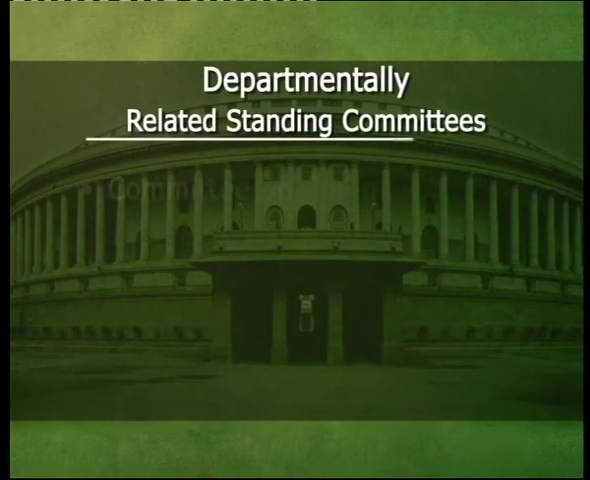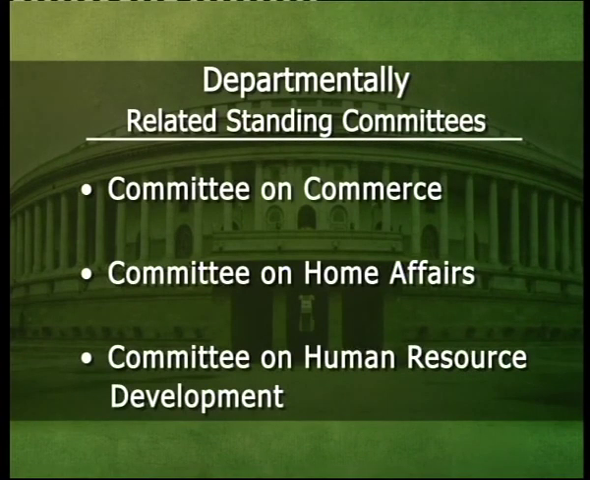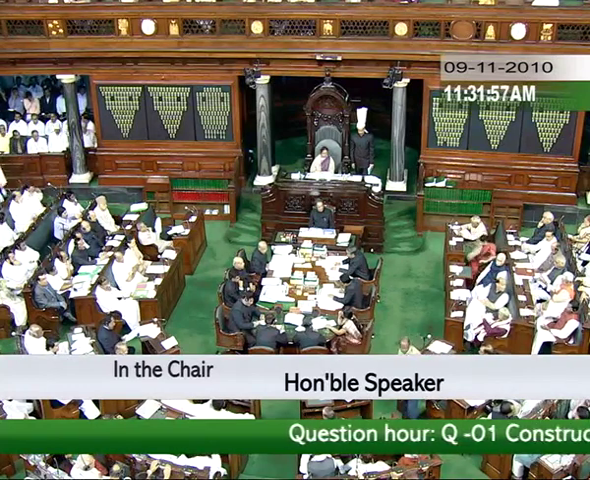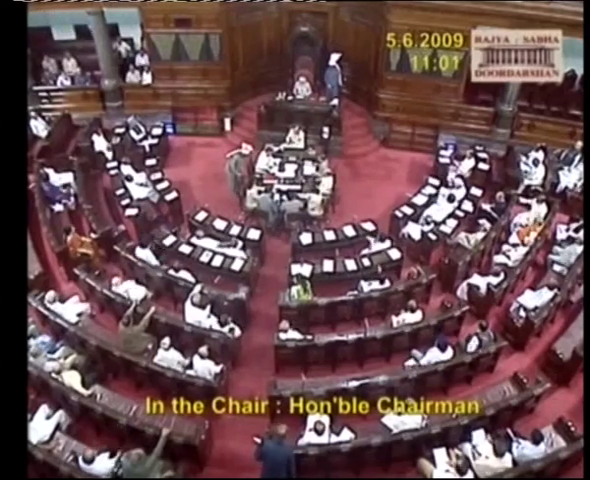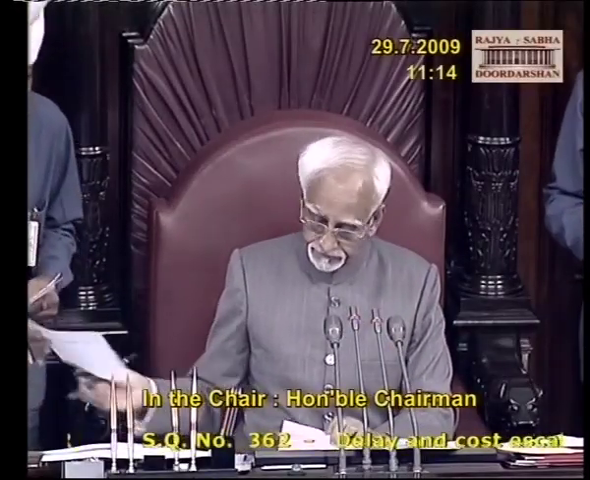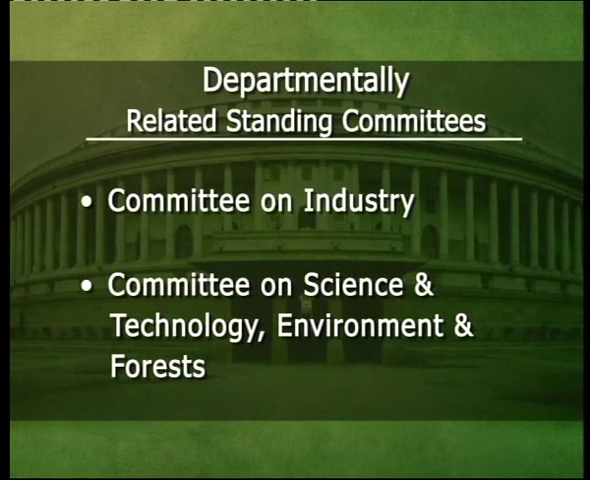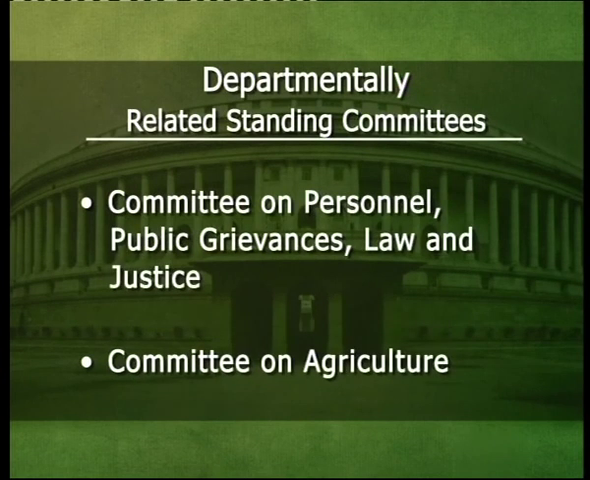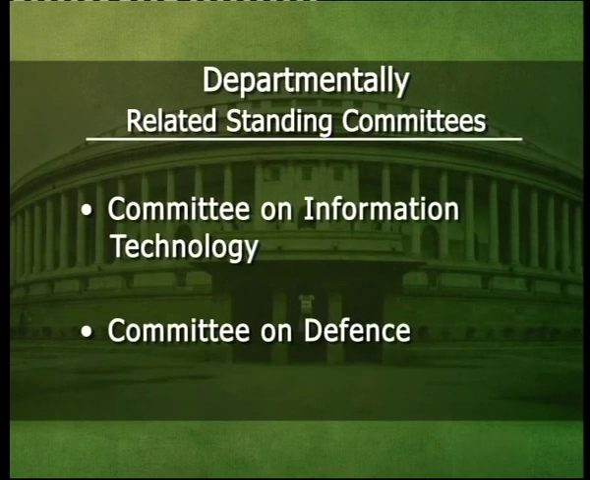There are 24 departmentally related standing committees covering all the ministries or departments of the Government of India under their jurisdiction. Each of these committees consists of 31 members, 21 from Lok Sabha and 10 from Rajya Sabha, to be nominated by the Speaker, Lok Sabha, and the Chairman, Rajya Sabha, respectively. Out of these 24 committees, 8 committees are under the administrative control of the Chairman, Rajya Sabha, and the remaining 16 committees are under the administrative control of the Speaker, Lok Sabha.